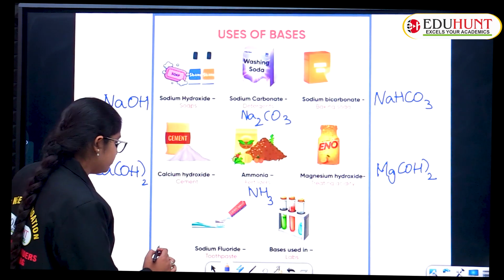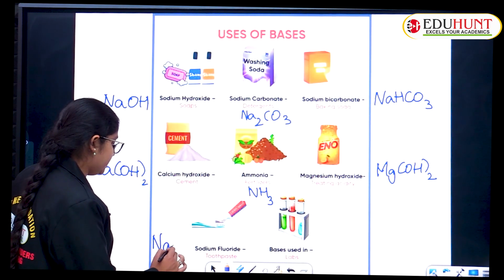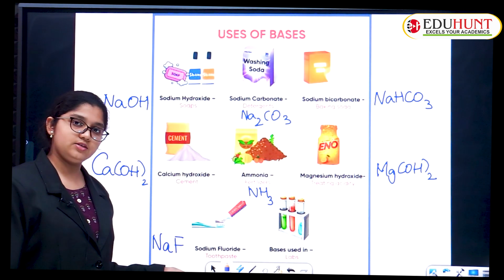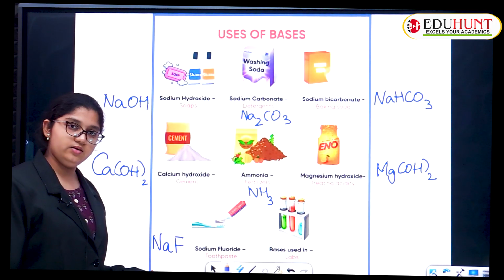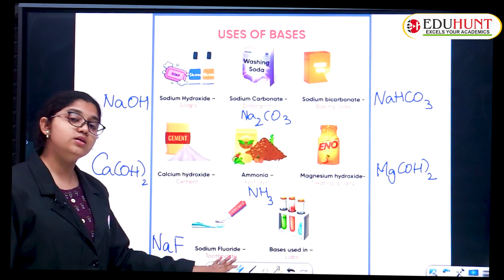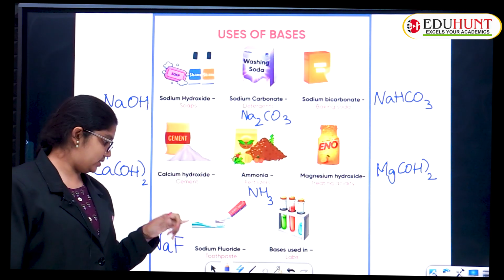Now the last is sodium fluoride, used in toothpaste, which is also for cleaning purposes. The formula for sodium fluoride is capital N, small a and capital F, NaF. The valency of sodium is 1 and fluorine is 1, so NaF, there is no 2 or 3. NaF is used in toothpaste, and we brush our teeth daily.